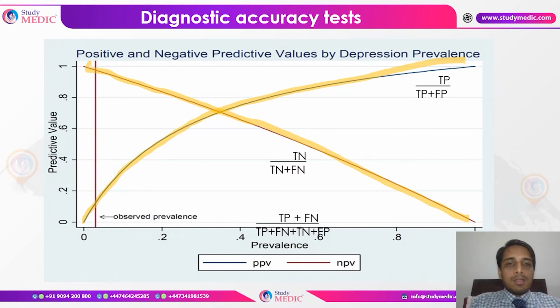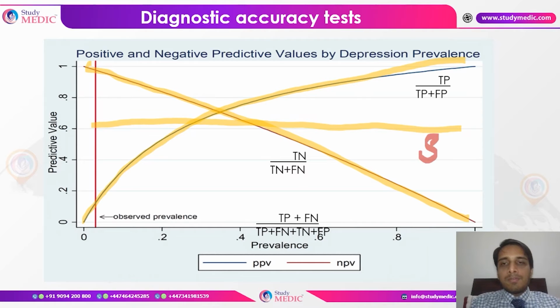Whereas the sensitivity and specificity will always remain constant regardless of prevalence, because sensitivity and specificity are inherent to the test and not affected by the prevalence.